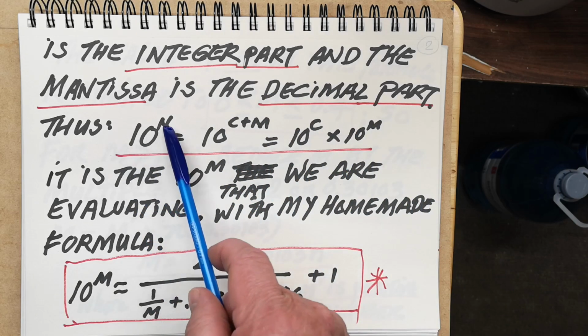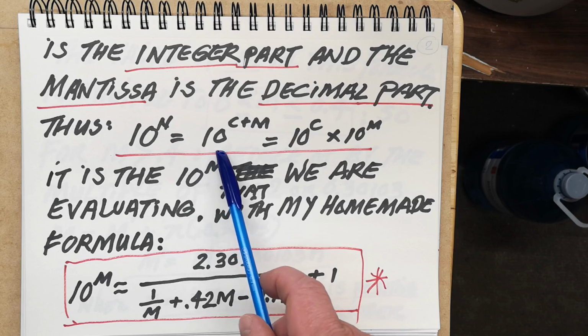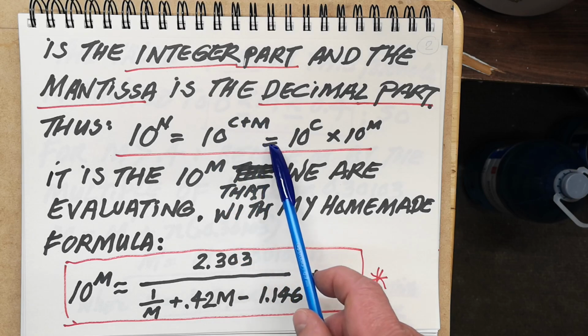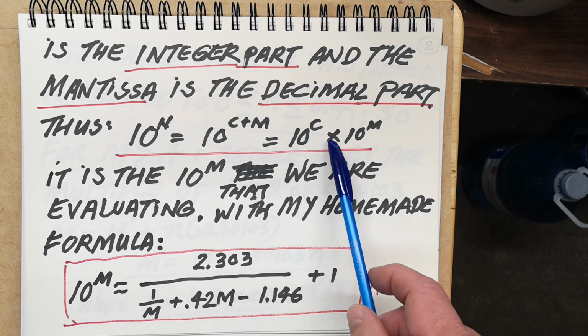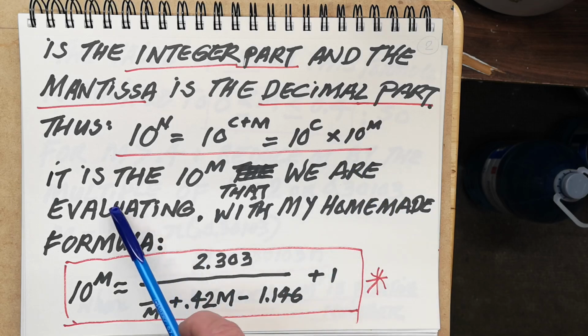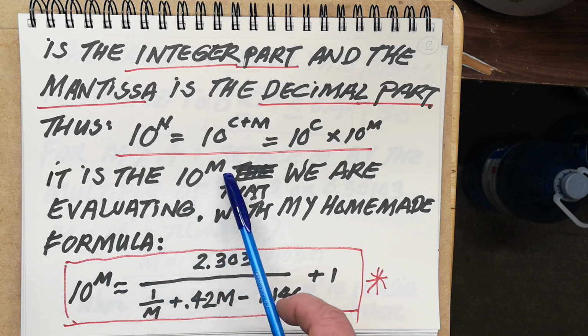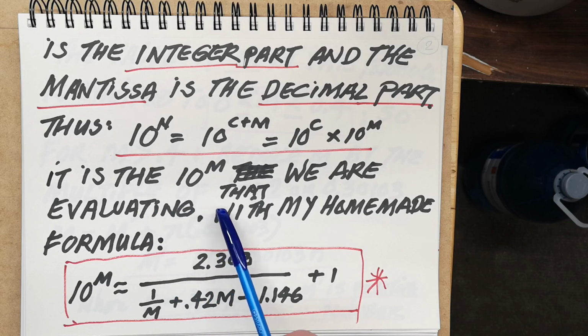Thus 10 to the n is equal to 10 raised to the c plus m, which is equal to 10 to the c times 10 to the m. It is the 10 to the m that we are evaluating with my homemade formula. And this is the formula: 10 to the m is approximately equal to 2.303 divided by (1 over m plus 0.42m minus 1.146), plus 1.